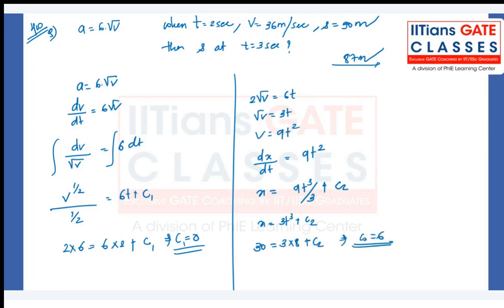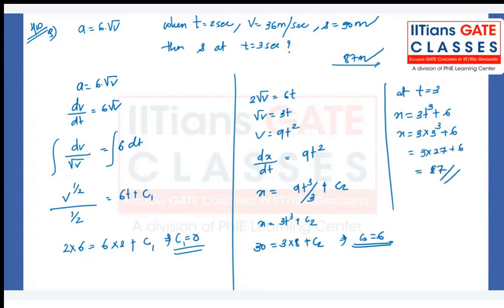So we got c1, we got c2. Now x at t equal to 3 is, let's calculate it. At t equal to 3, x is equal to 3t^3 plus c2, which is 6, as we have just calculated. So x is equal to 3 into 3^3 plus 6, so 27 plus 6, and that is equal to 87. Is it clear to you all?